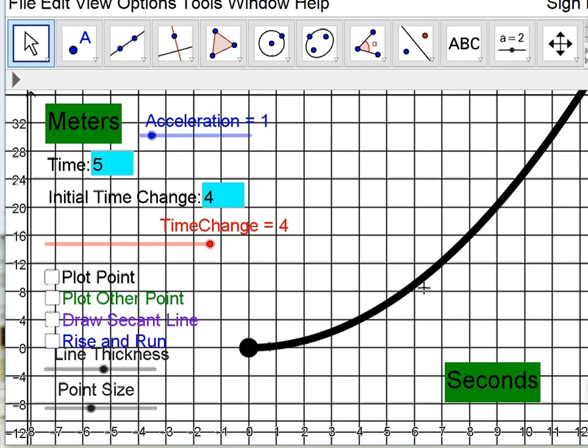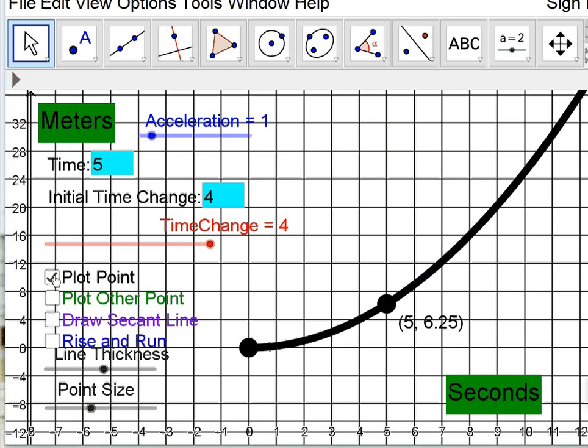This graph right here represents a car, and the x-axis down here represents how many seconds have elapsed. Okay, so of course it starts at 0. The y-axis right here represents how many meters it's gone. So after so many seconds, it goes so many meters. And right now we're going to focus on the point 5. After 5 seconds, this car has gone 6.25 meters.